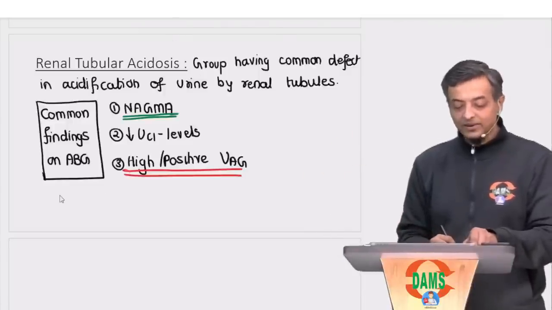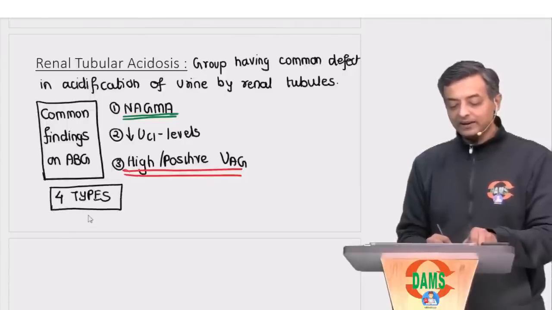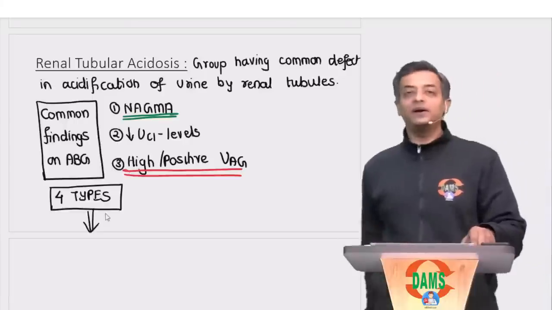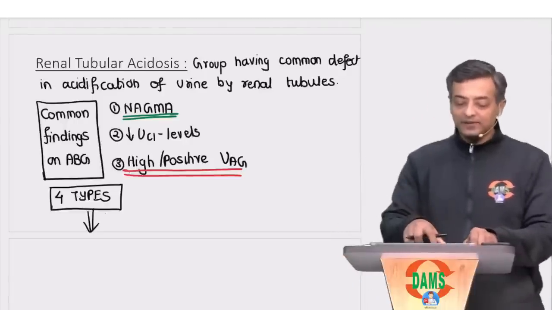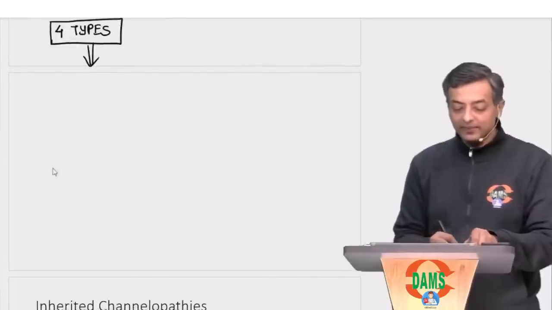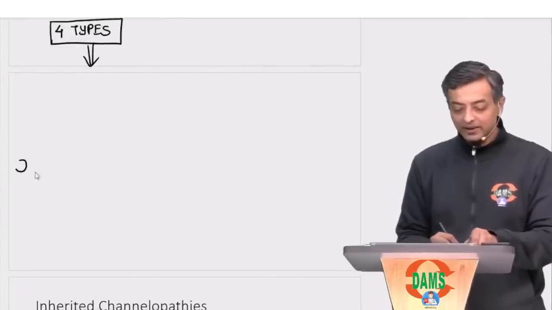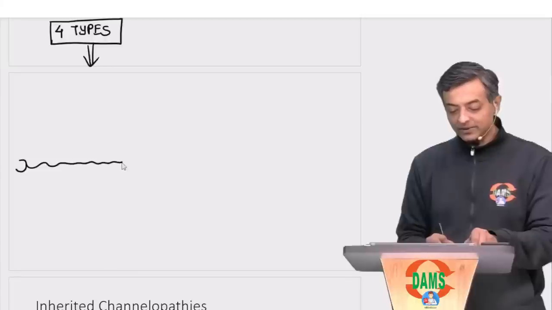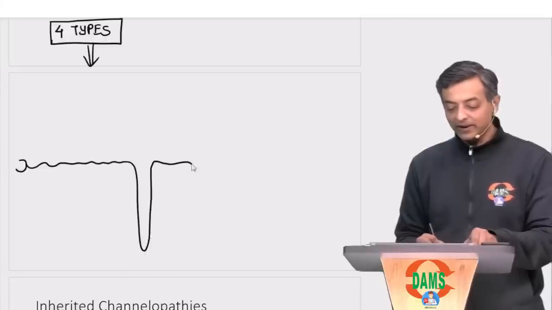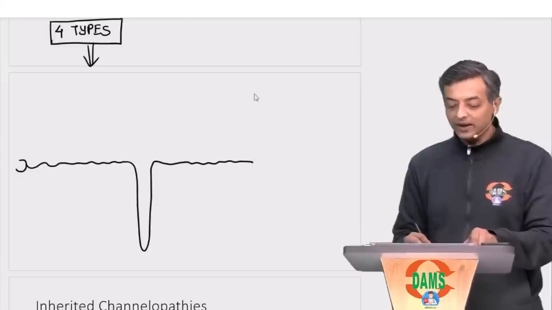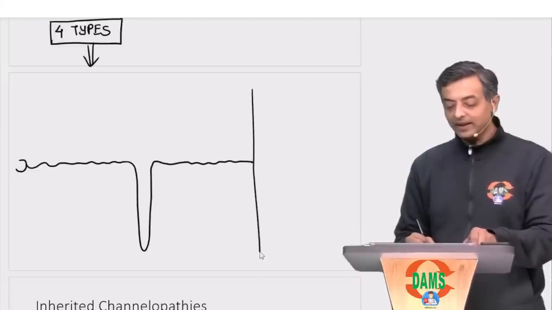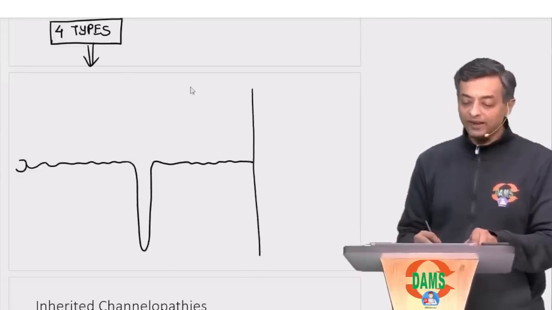But based on the defect, there are four types of RTA. Which are the four types of RTA? Let us illustrate quickly. So we have got here the glomerulus, the proximal convoluted tubule, descending and ascending loop of Henle, the distal convoluted tubule and the collecting duct.